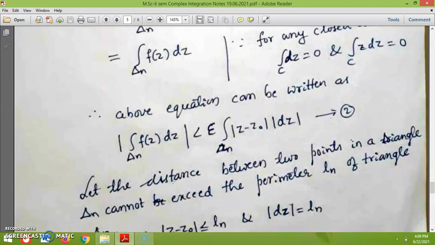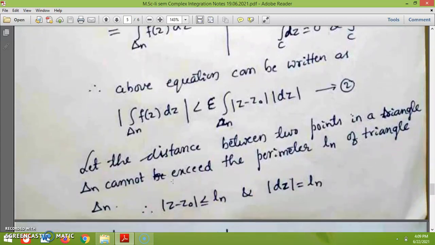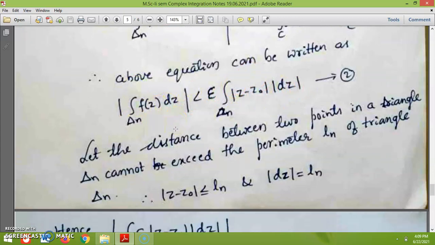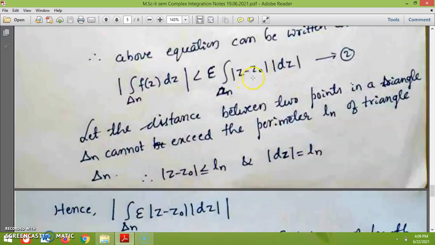Therefore the above equation can be written with only the remaining terms: epsilon into the integration of z minus z naught into dz, since it is a modulus there, on the left hand side this is the term. Now we can take it that z minus z naught is nothing but the distance between 2 points in a triangle, which cannot exceed the perimeter of that triangle.